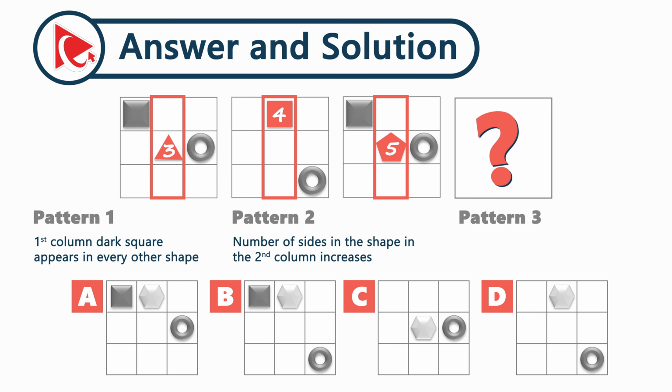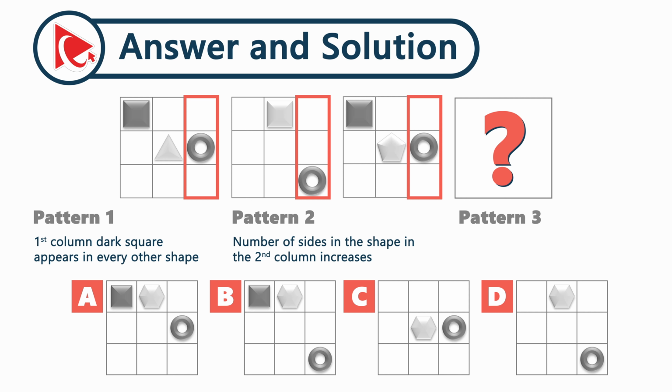Let's look closely at column 3, the rightmost column. What's interesting, we see the donut always stays in the third column and then moves from the middle row to the bottom row and then back to the middle row.